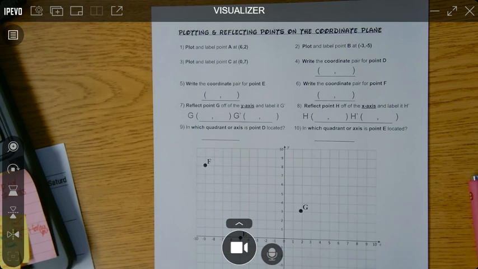Hello, my little mathematicians. Today I'm going to help you plot and reflect points on the coordinate plane. Okay, so remember you can always pause the video, try it yourself, and then unpause it and come back to see how you did. So first off, we need to know how to plot a point.